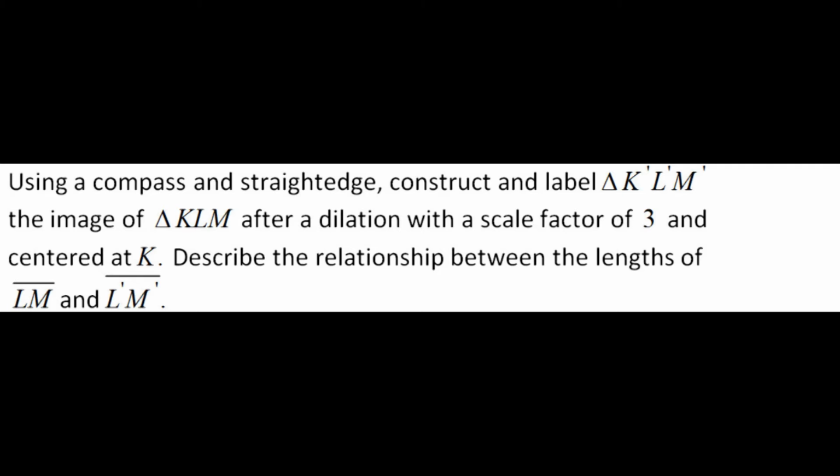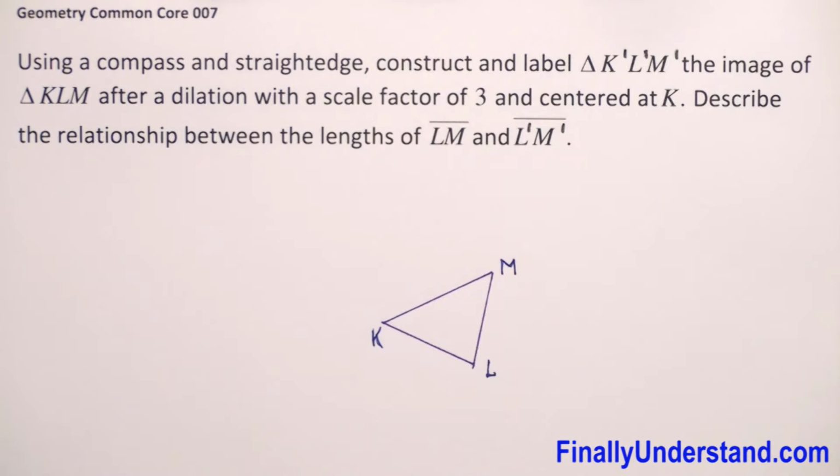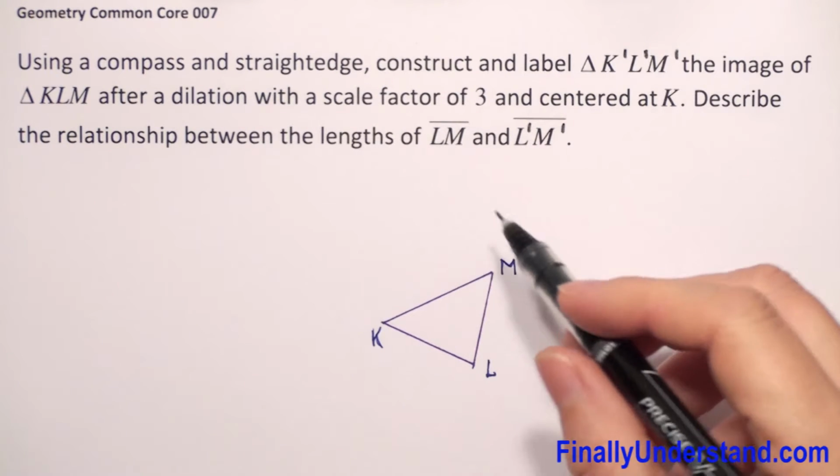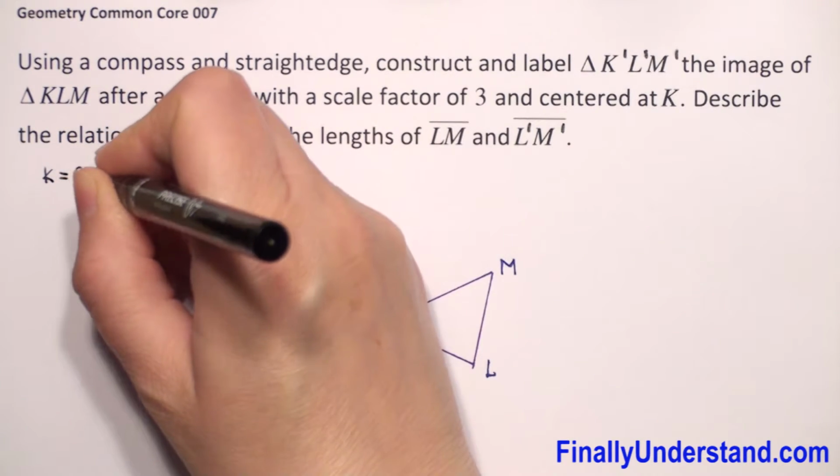Using a compass and straight edge, construct and label triangle K prime L prime M prime, the image of triangle KLM, after dilation with a scale factor of 3 and centered at K. Describe the relationship between the lengths of segment LM and segment L prime M prime. We have given the scale factor k is 3.